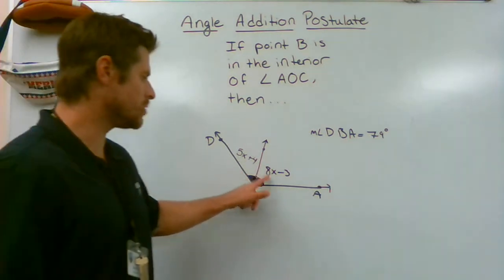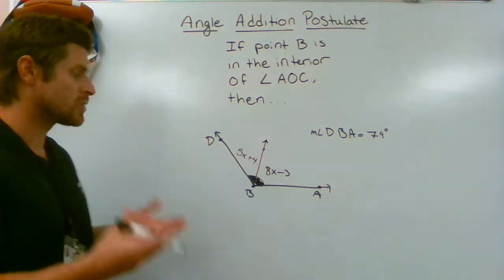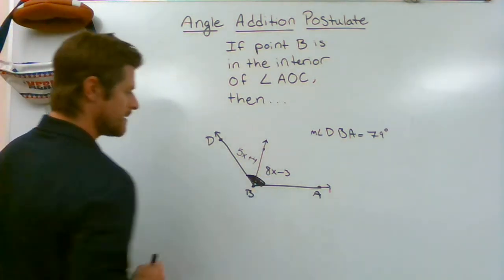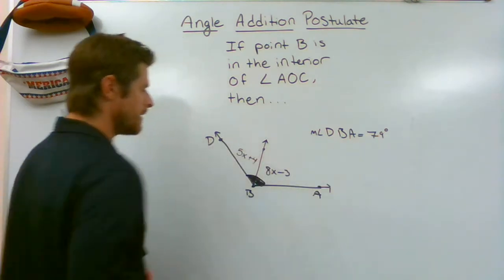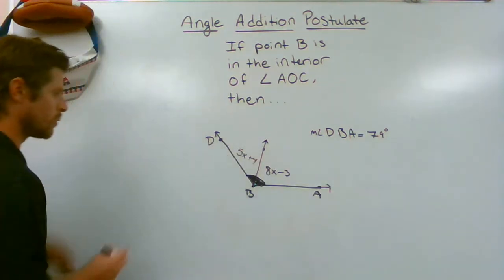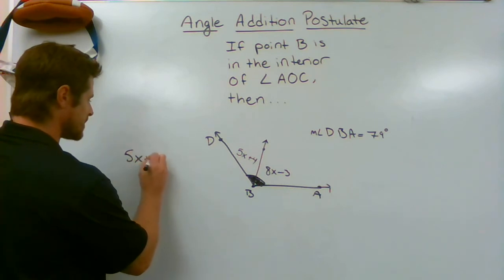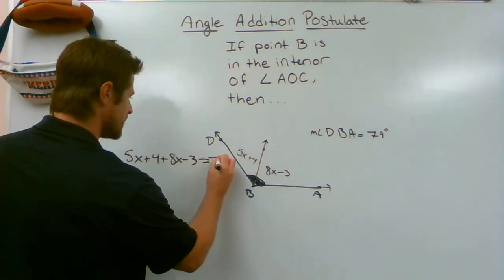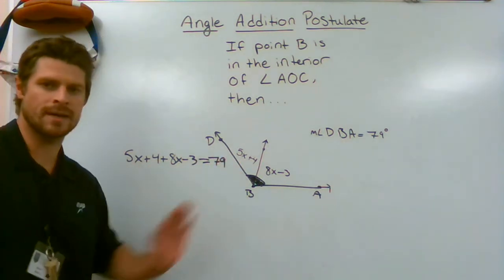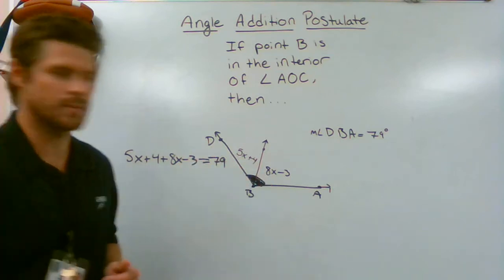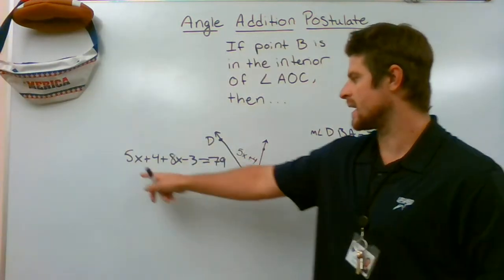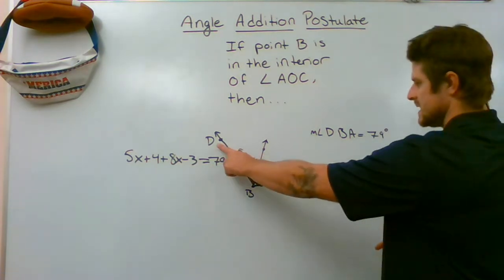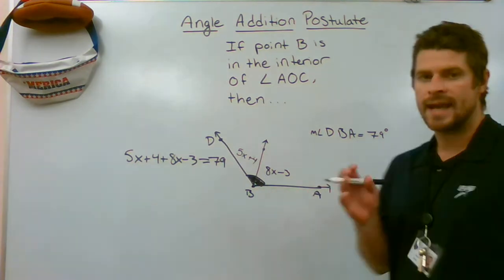How do we figure out what each one of these smaller angles is? It's quite simple. What we know is this plus that equals 79. This is where algebra comes into play. So we're going to write this out: 5x plus 4 plus 8x minus 3 equals 79. Where did all of this come from? The information that was given to me. I was given these two expressions and I added them together and said they equal the total, DBA.